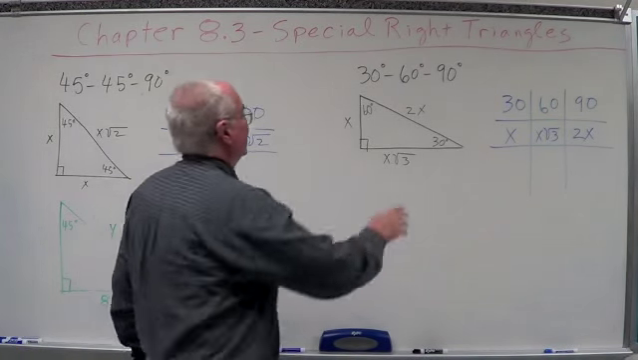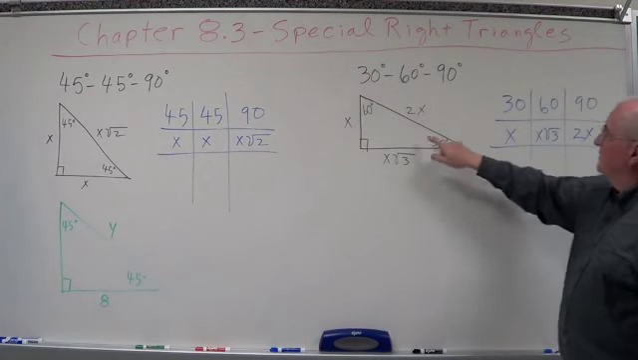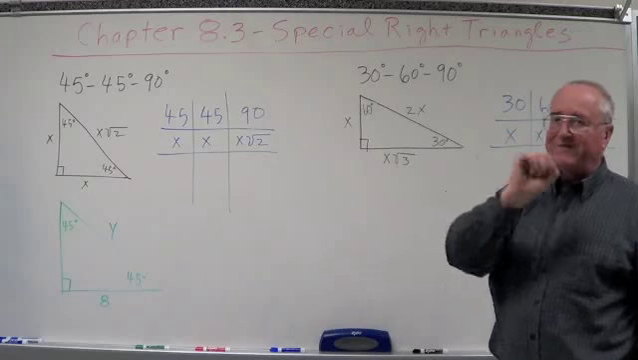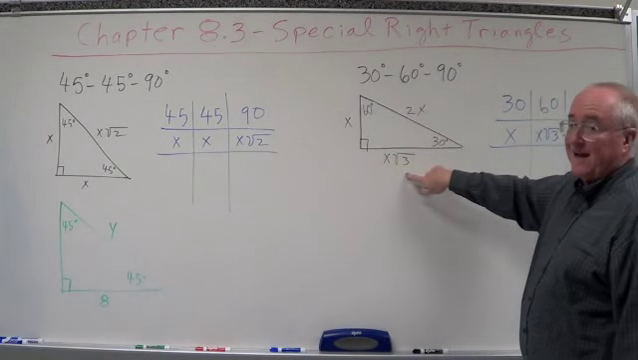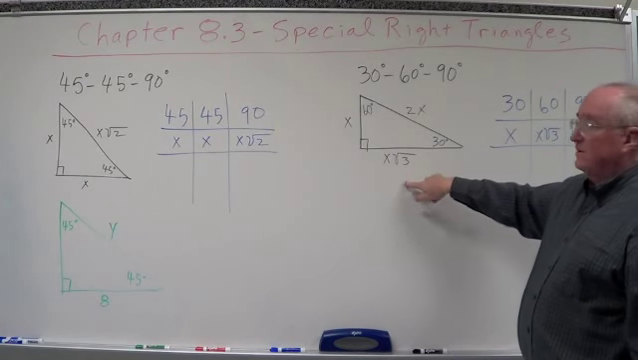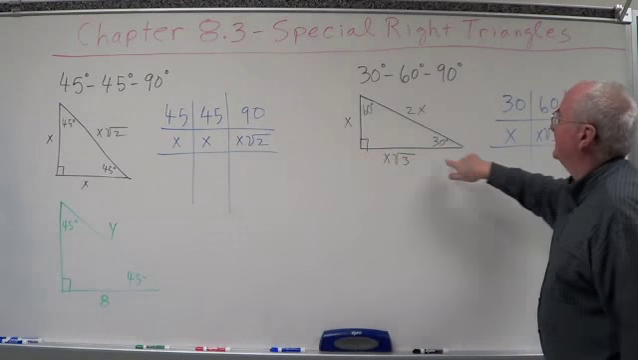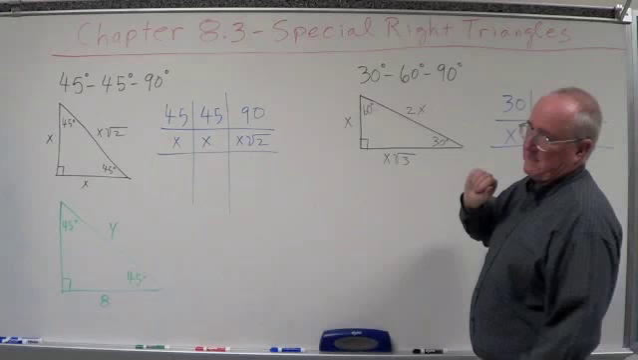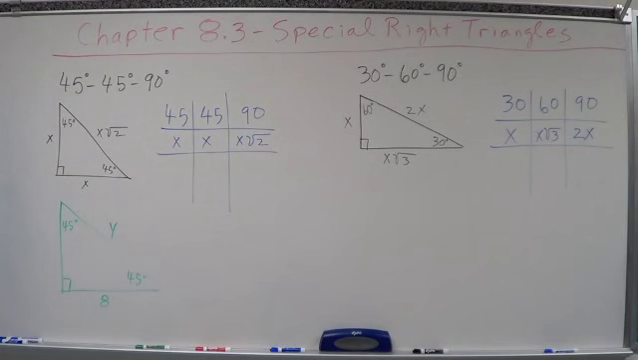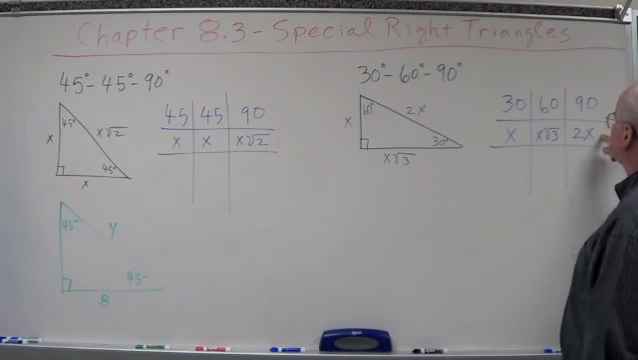When we come over to the 30, 60, 90, something similar, except it's a little different. Across from the 30 degree angle, we're going to call that one X. Then across from the 60 degree angle would be X times the square root of 3. In other words, this amount multiplied by the square root of 3 will be this length. And across from the 90 degree angle is just twice it. You take the short side, twice it. How do you twice it? You multiply it by 2. You double it. And that would be the side across from there.